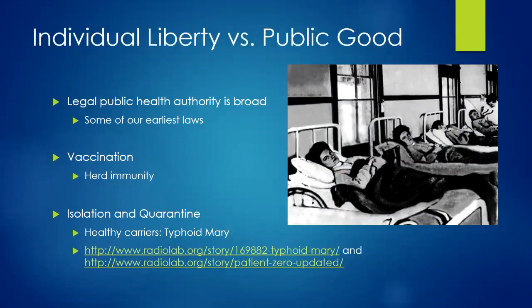When we talk about infectious diseases and public health, it's always important to remember that we have this balance that we need to be aware of between individual liberty and the public good. So we do have very broad public health authority in the US. Some of our earliest laws actually are related to the control of infectious diseases. Because this is something that affects many people and can be transmitted from one person to another, it's important to have a broader perspective. So this is really a lot of the reason that we have compulsory vaccination or vaccination laws.